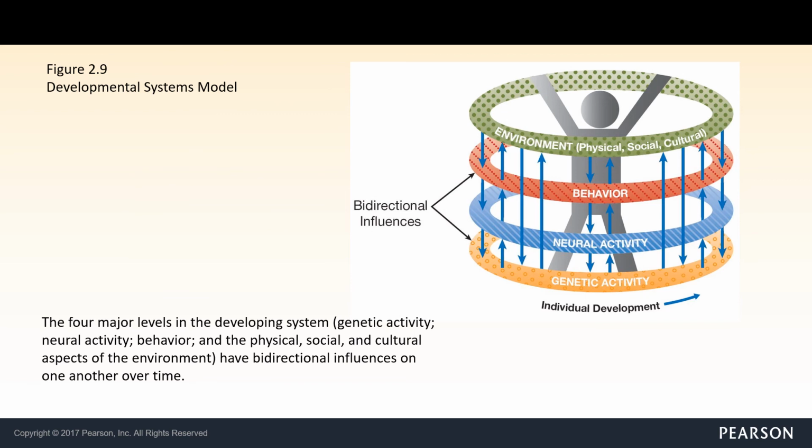So developmental systems theory also looks at the environment and genetics together. And so there are 4 major levels of the system theory. There's the genetic activity, neural activity, behavior, and the physical, social, and cultural aspects of the environment. And these all affect each other, and that's what they mean by bidirectional influences. And you can see the arrows go both ways for all of those components of development.